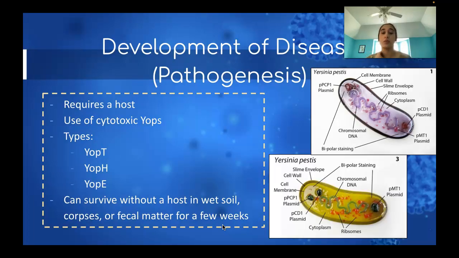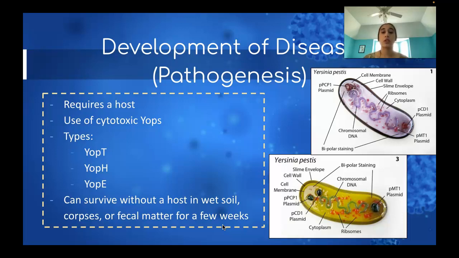So pathogenesis of the bubonic plague, it requires a host. It can live for a few weeks in certain conditions such as moist soil, corpses, fecal matter, and it can even live for up to an hour in air, just suspended.